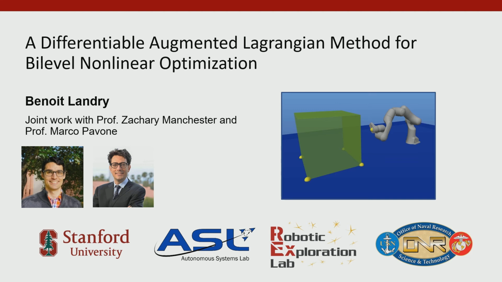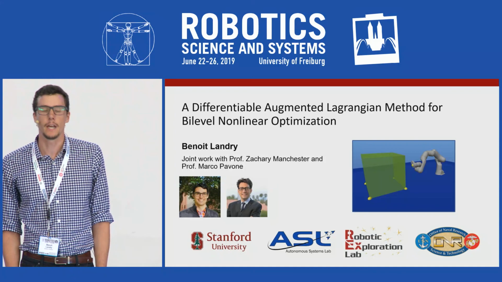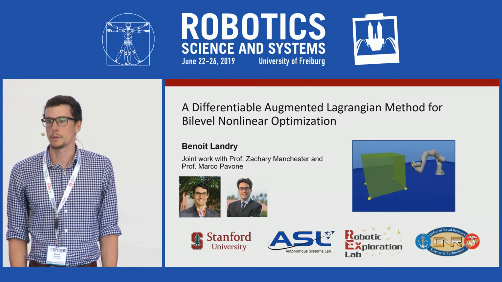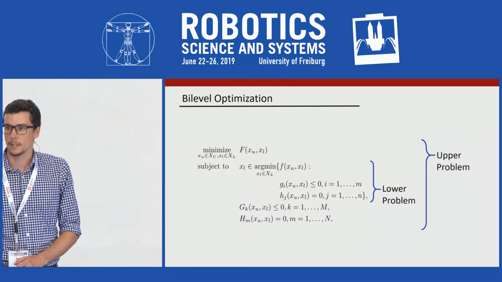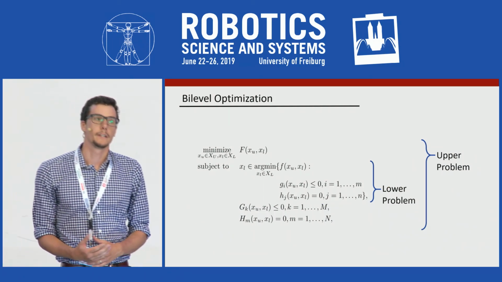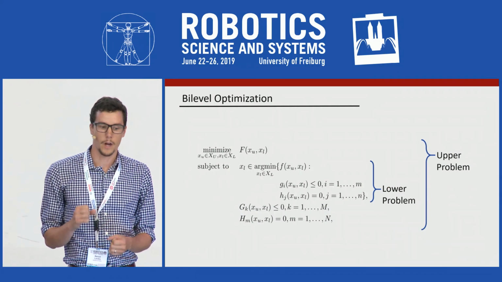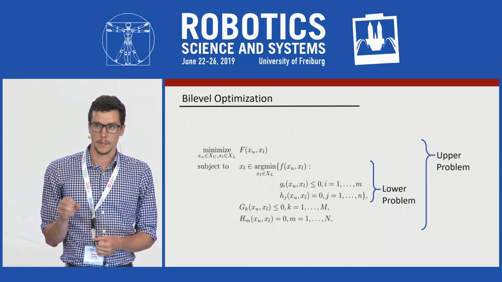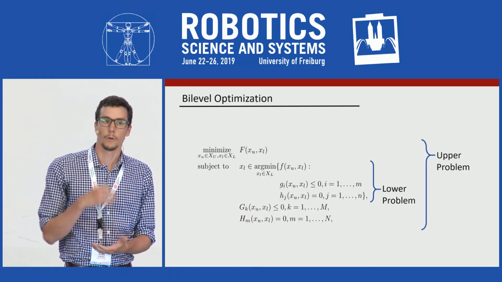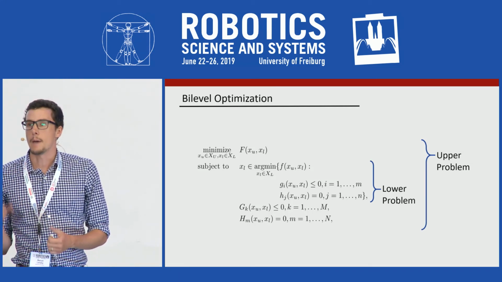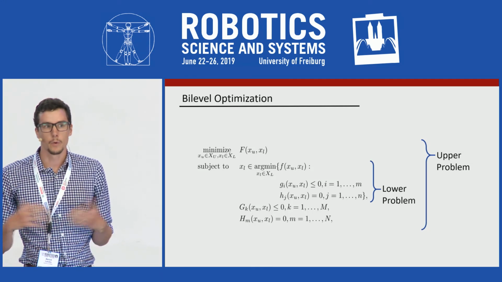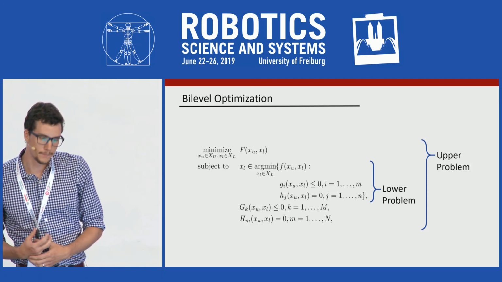Hi, my name is Benoit Landry. I'm a PhD student with Professor Marco Pavone at Stanford University. This is also work done in collaboration with Professor Zachary Manchester, also at Stanford. We are interested in the problem of bi-level optimization. This is a class of optimization problem where the solution of an optimization problem is embedded either as a constraint or an objective of another optimization problem. We usually refer to the embedded one as the lower problem, and then the resulting one as the upper problem.